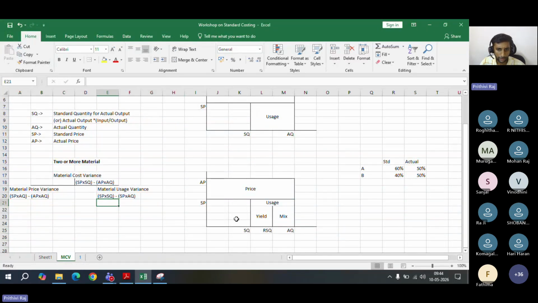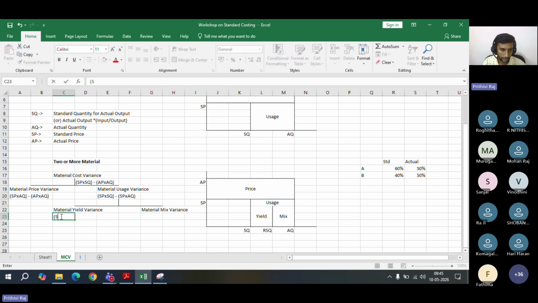So cost variance is SP into SQ minus AP into AQ, the overall cost variance. Price variance is SP into AQ minus AP into AQ. There is no change in the price variance box also. Usage variance, SP into SQ minus SP into AQ. There is no change in the formula. So the usage variance is further split into yield variance and mix variance. When there are multiple materials, only then you have to understand this. So material yield variance, material mix variance. So yield variance is this box.